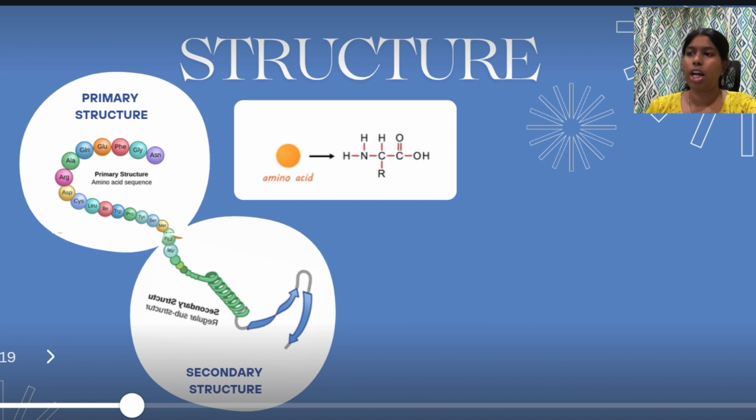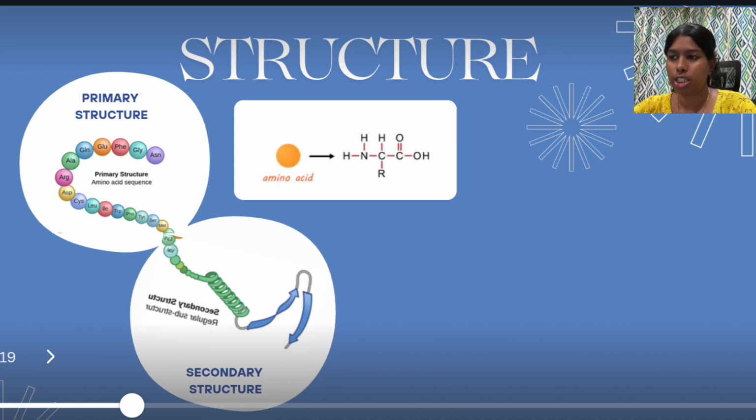Beta pleated sheets are formed by the alignment of polypeptide chains held together by hydrogen bonds between polypeptide backbones, which resemble a pleated sheet. These strands can run either parallel or anti-parallel to each other.